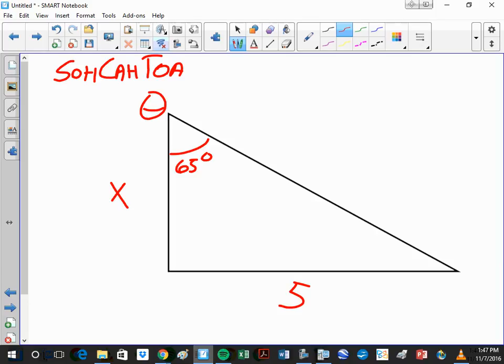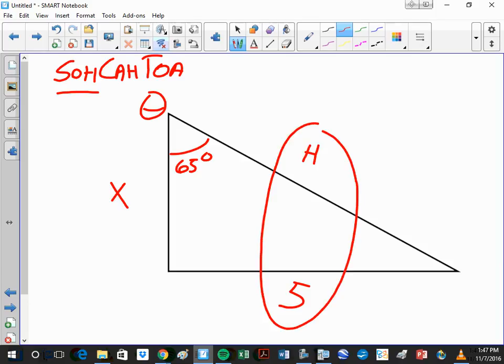Cosine uses adjacent and hypotenuse. Cosine won't work. Adjacent I don't have. Hypotenuse I don't have. What about sine? Would sine help me find x? Sine is opposite over hypotenuse. So the sine would help me find the hypotenuse. But if I'm looking for x, I have to pick cosine, or sorry, tangent. I have to pick tangent. I write down the tangent of the angle, 65, is equal to, well, tangent is opposite over adjacent. So tangent would be 5 over x.